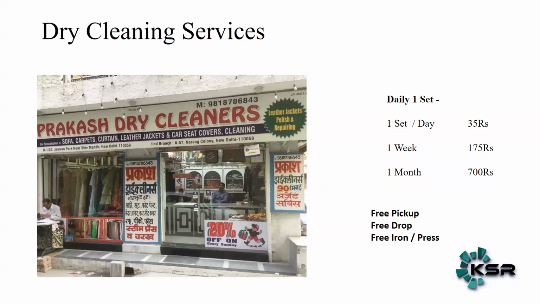I give them for washing. Daily one set. I go to office, I wear formals, one dress. Weekly, Monday, Tuesday, Wednesday, Thursday, Friday, let's say 5 dresses. So every day the cost of washing and ironing is 35 rupees. Weekly 175 rupees. Monthly 700 rupees.